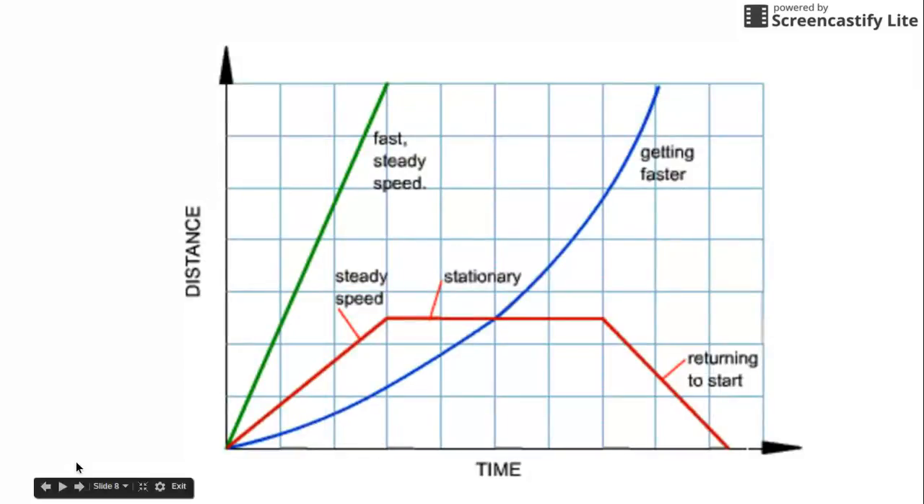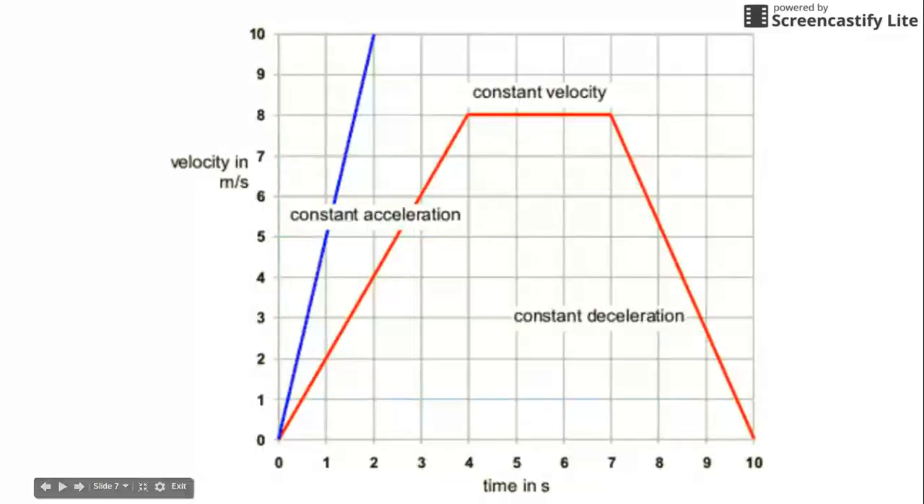So this is what we talked about yesterday with this distance versus time, where you have the faster steady speed. If it's kind of swooped, we have that getting faster acceleration. Steady speed if the rate of change is the same. A stationary object, and then this last one returning to start because this is showing distance. Unlike when we talk about velocity on the side, where this is actually just showing acceleration and deceleration because the speed or the velocity is now what you're measuring on that y-axis.